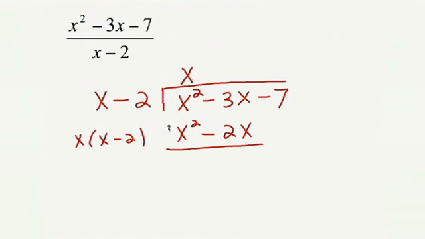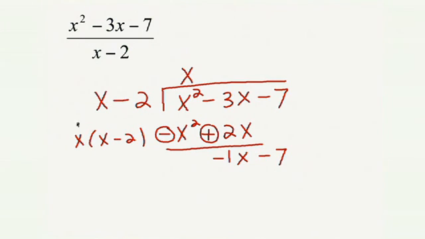Change the signs. This is positive, so I change it to negative. This is negative, so I change it to positive. Now, positive x squared and negative x squared is 0. That's good. Negative 3x plus 2 is negative 1x. And now I bring down the negative 7.